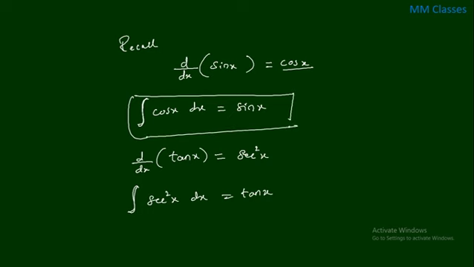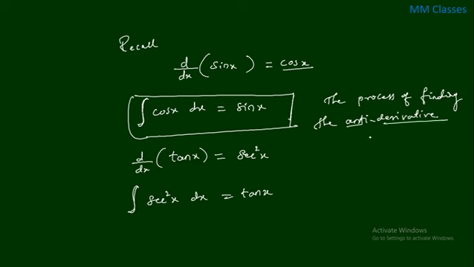So what do you mean by antiderivative, or what do you mean by integral? Students, integral or integration is a process of finding the antiderivative. Try to understand, it is a process in which we find the antiderivatives. What do you mean by antiderivative? I can tell you, antiderivative means we have a function whose derivative is already known.